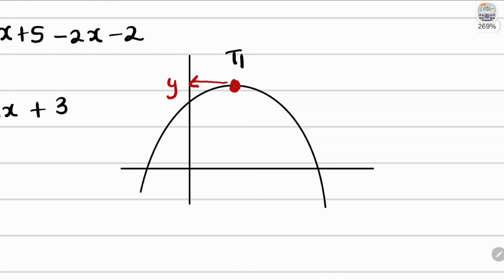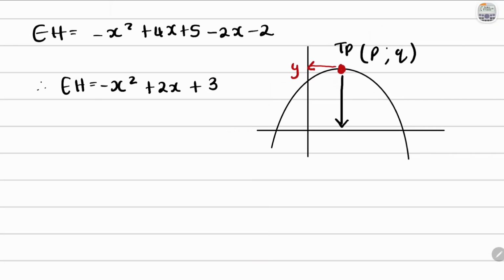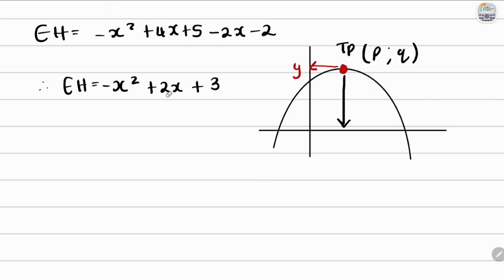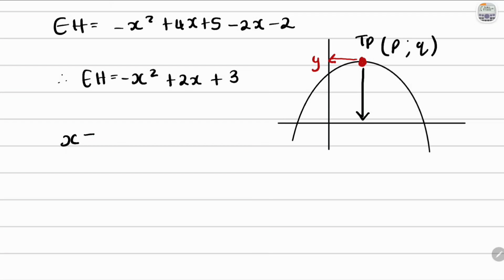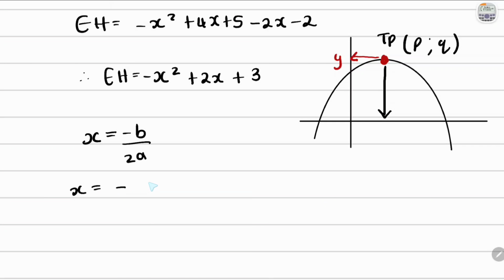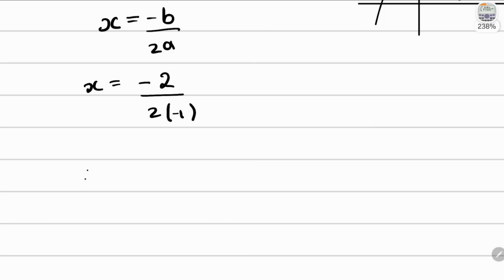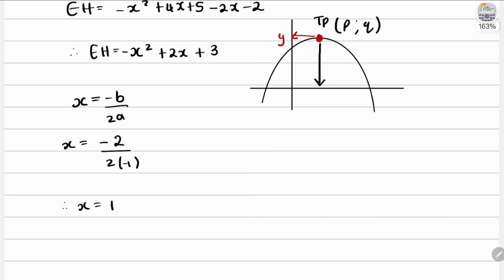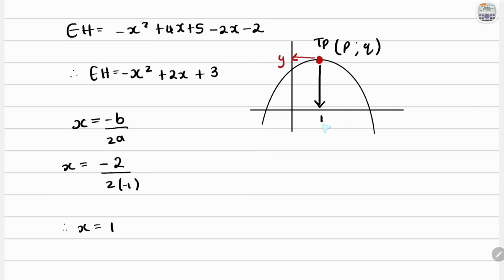Since we know it's the turning point, and the y value is really the y value of your turning point, which we usually call q, to find that we first need to find the x value. So how do we find the x value? Well, we already did this. How do you find the x value of the turning point of a function? If you're given the function in standard form, you use the formula x is equal to negative b over 2a. So x is equal to negative, and our b value is 2, over 2 times our a value, which is negative 1. So that gives you x is equal to negative 2 over negative 2, which is positive 1. So x is equal to 1. That is the x value, not the y value yet.